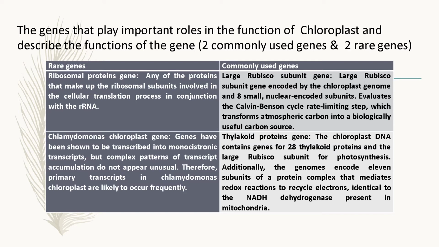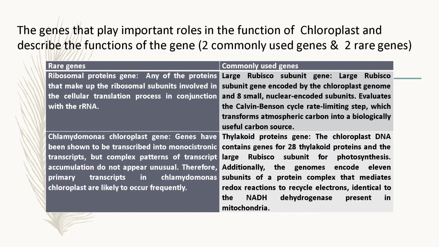For the commonly used genes, the large Rubisco subunit gene is a gene encoded by the chloroplast genome, along with eight small nuclear-encoded subunits. It is the rate-limiting step of the Calvin-Benson cycle, which transforms atmospheric carbon into a biologically useful carbon source.